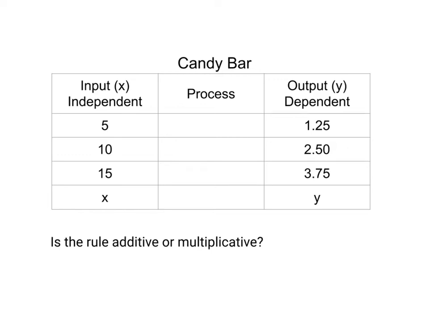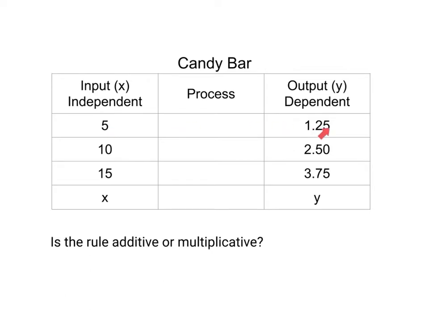So for this question, this represents candy bars in a table. So your input is your independent variable, which is x, and your output is your dependent variable, which is y. Now, if you look at it, you have a number and it becomes a smaller number. So the process is a little bit different.